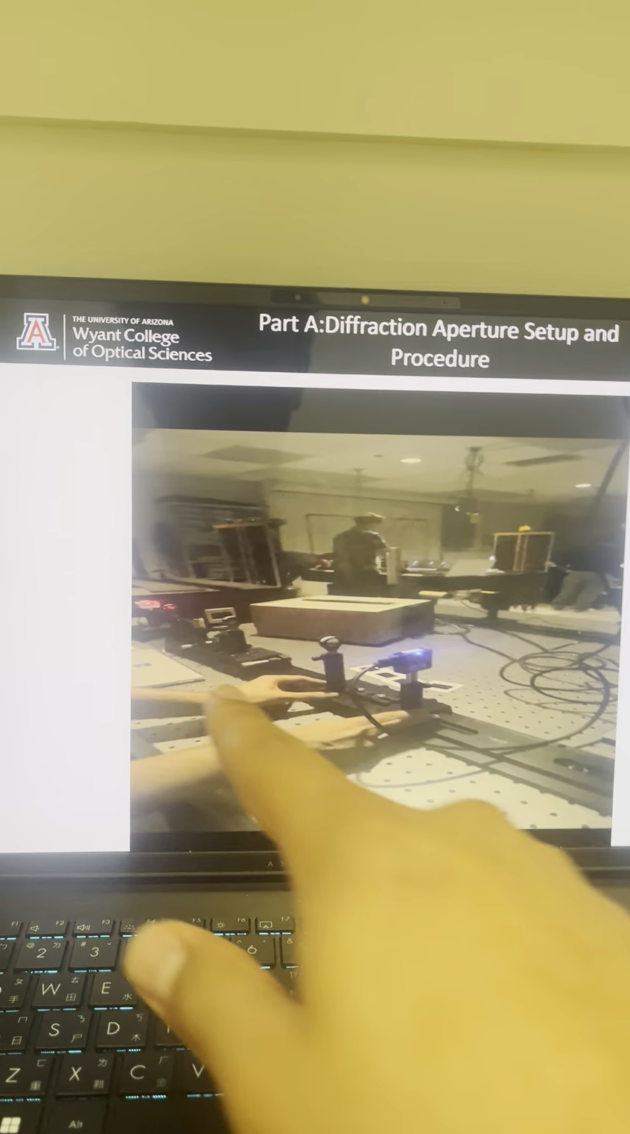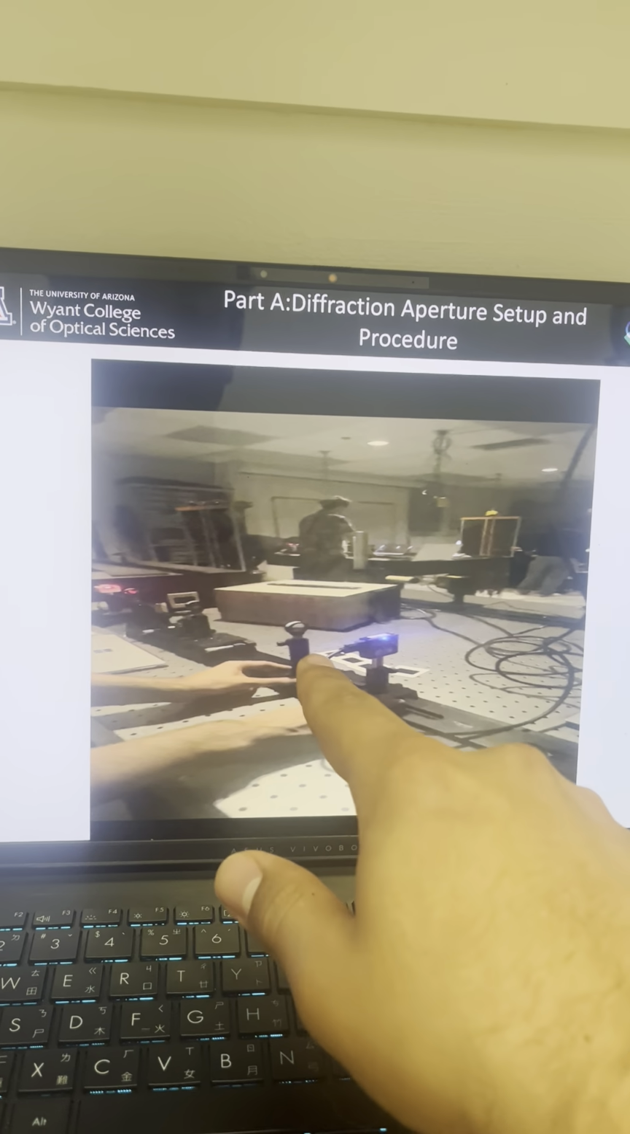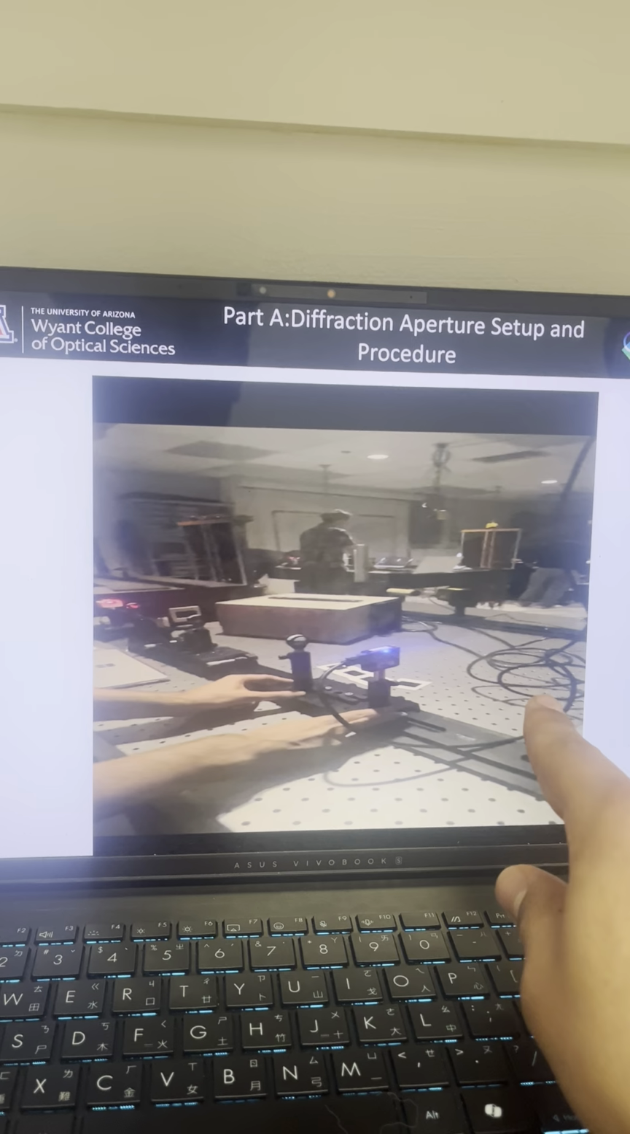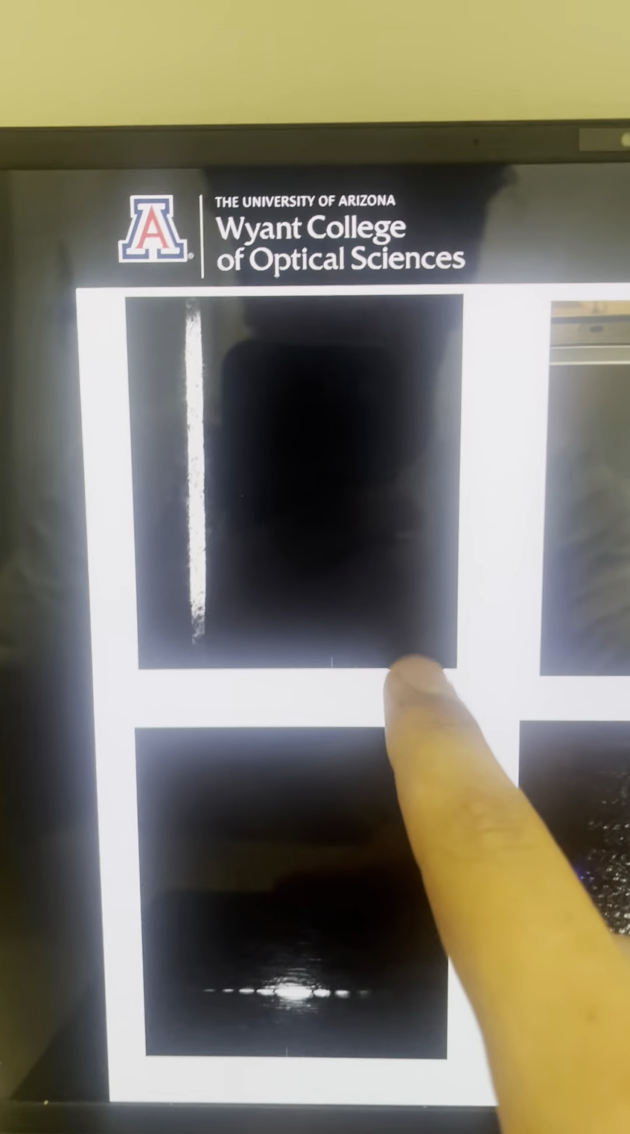So this is the setup. We got a laser beam, we got the lenses to converge, and we got a photodetector that was attached to a computer to be able to observe the image. So this is the first one. That's one aperture. That's in the Fresnel region, the picture on the top, and the one on the bottom is the Fraunhofer region. So this is for the first aperture.